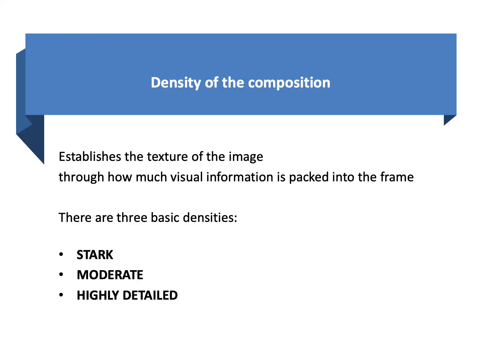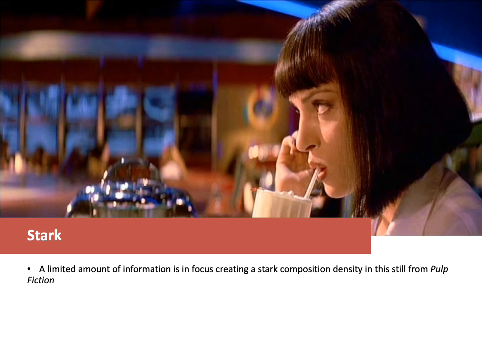Density of the composition establishes the texture of the image through how much visual information is packed into the frame. There are three basic densities: stark, moderate, and highly detailed. Stark. A limited amount of information is in focus, creating a stark composition density in this still from Pulp Fiction.